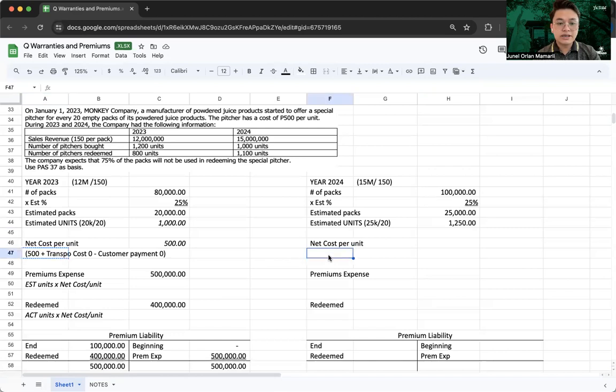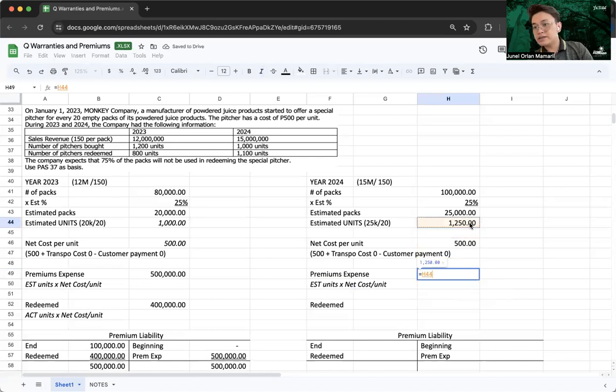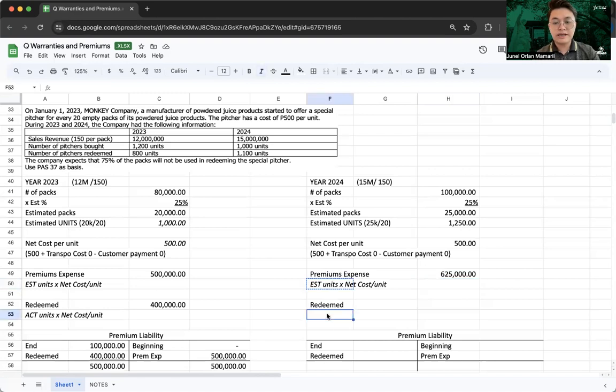The net cost per unit would again be the same. 500 plus 0 minus 0. 500. Our premium expense would be based on our estimated units of 1,250 times the net per unit of 500. Ito yon, no? Estimated units multiplied by net cost per unit. Ayan. And for our redeem, it's almost the same as our premium expense, except that we are using the actual unit times net cost per unit.